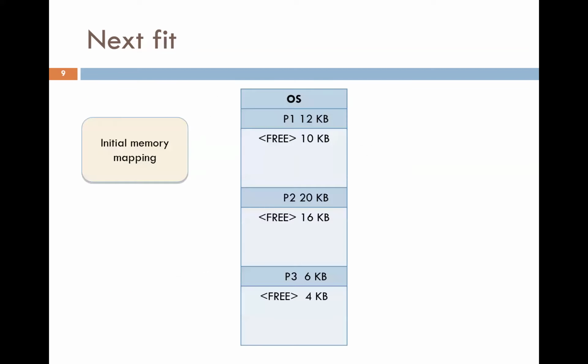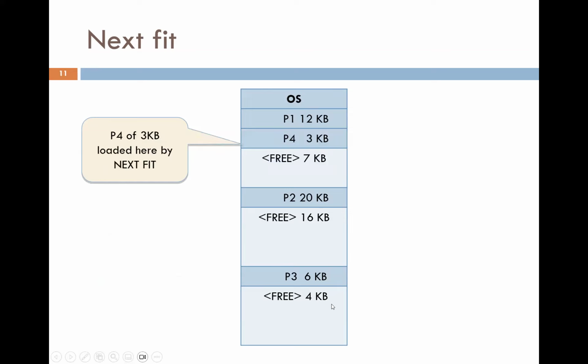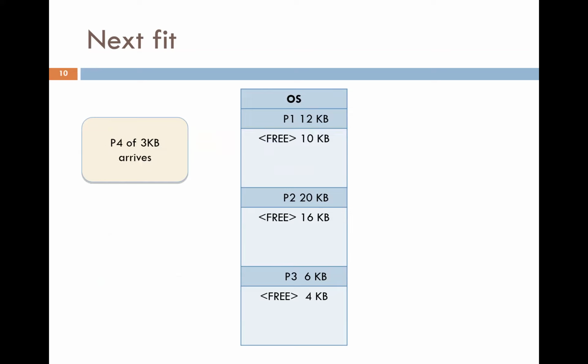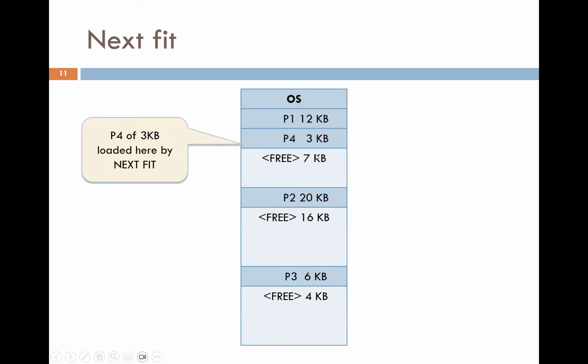Okay, so you can see here the initial memory mapping for the next fit, same as the first fit. Suppose the new process P4 arrives of 3 KB. Initially, the next fit works as the first fit in the first iteration. So it will find the first free available hole, which is 10 KB, large enough for this 3 KB. So it will place process P4 over here using the next fit.